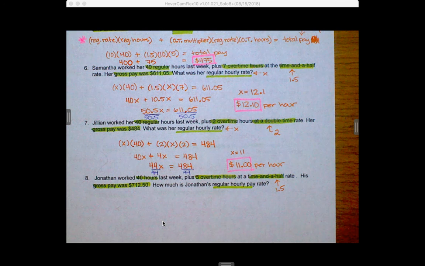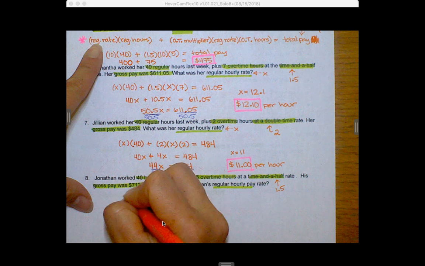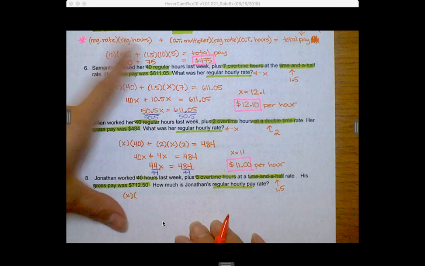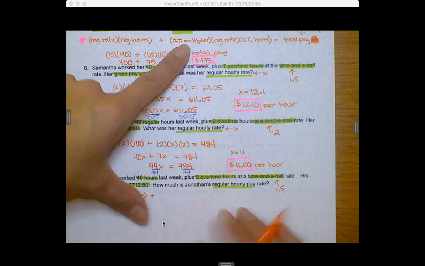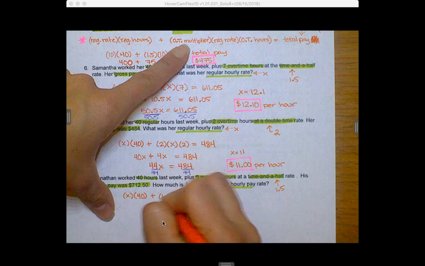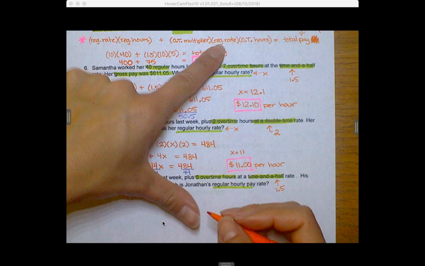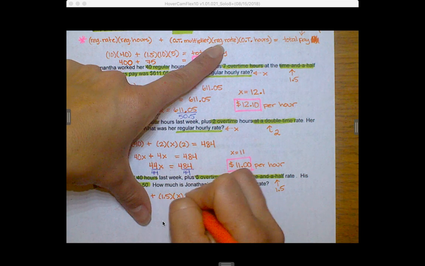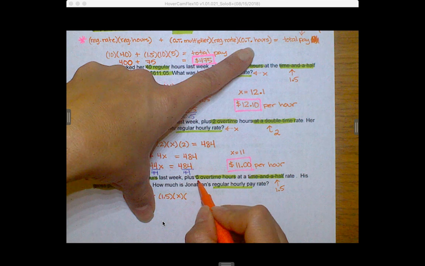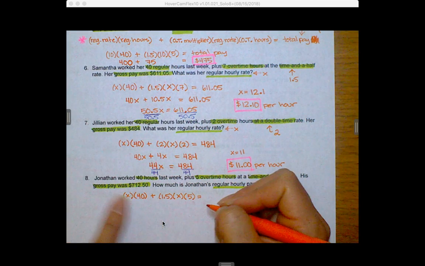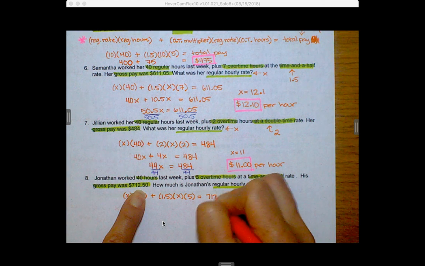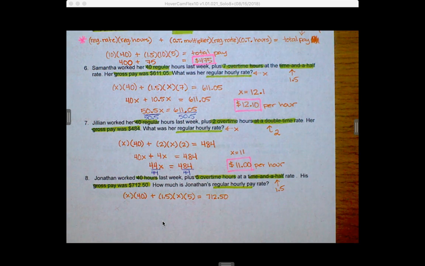Okay, so let's plug in the things that we know into our formula. We do not know his regular rate. That's going to be X. We do know his regular hours. Those were 40. Plus, we know the multiplier, 1.5. We don't know the regular rate, so X again. We do know the overtime hours. They were 5. Okay, and we do know the total gross pay, $712.50.